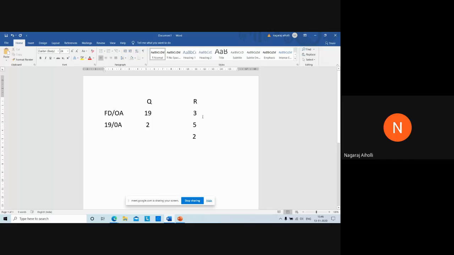That means the first remainder is the lower digit. Then the next one is the middle digit. And the last one is the higher digit. Whatever last answer we are getting, that is the higher digit. Okay, so what is the answer then?